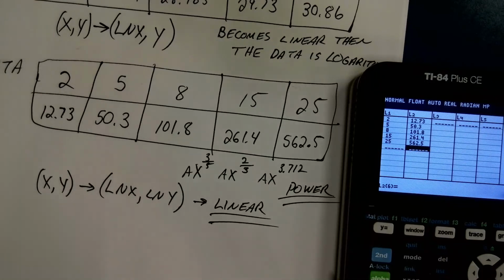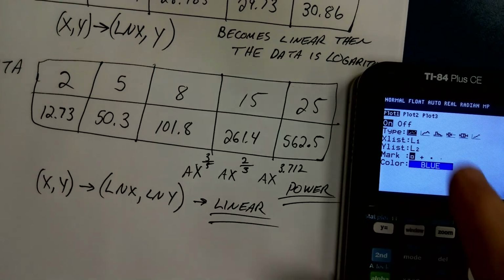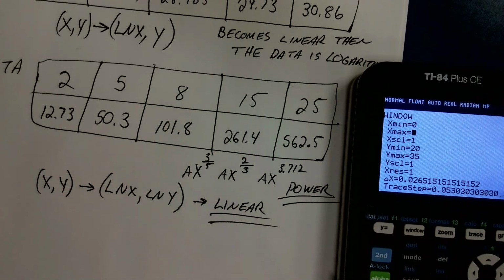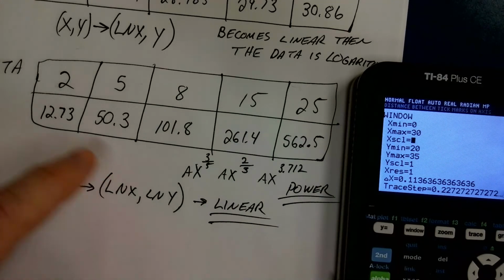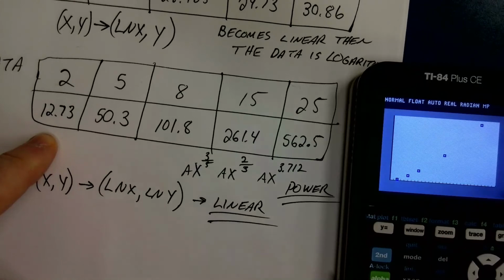Okay, now I'm going to check, quick look at the window. Stat plot on L1, enter, L2, enter, just so you can see it. My X data goes from 0 to 30, and my Y value goes from 0 to 600. 0 to 600.